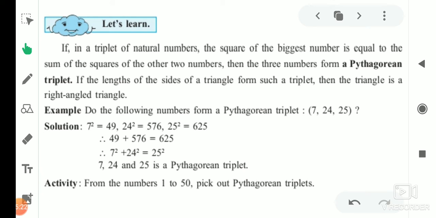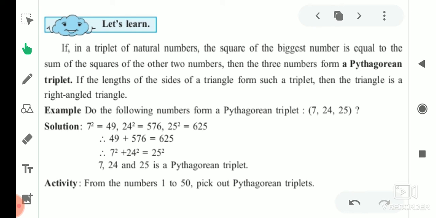We know that in the Pythagoras theorem, the hypotenuse square is equal to the sum of base square and height square, right? It means that the hypotenuse is the largest side, so the largest side square will be equal to the sum of base square plus height square. So what do you mean by Pythagoras triplet?